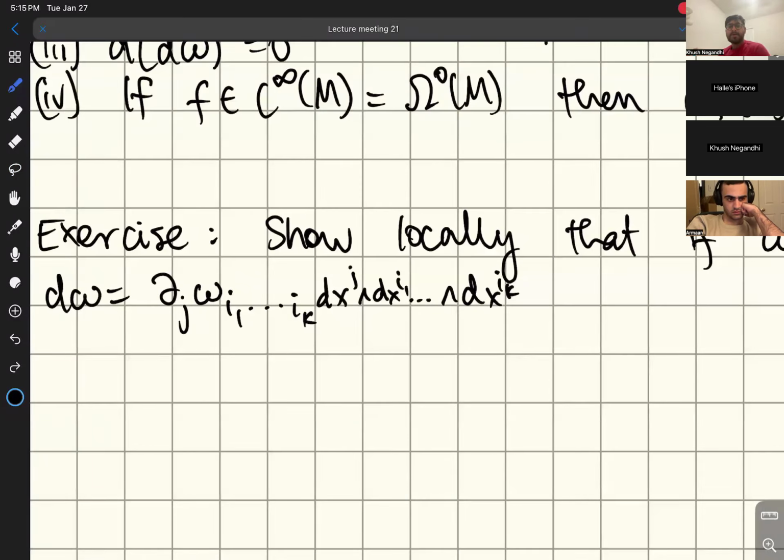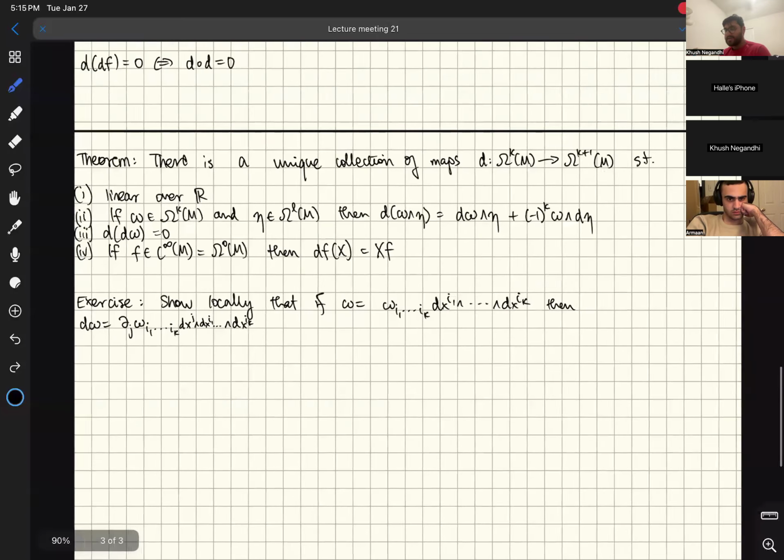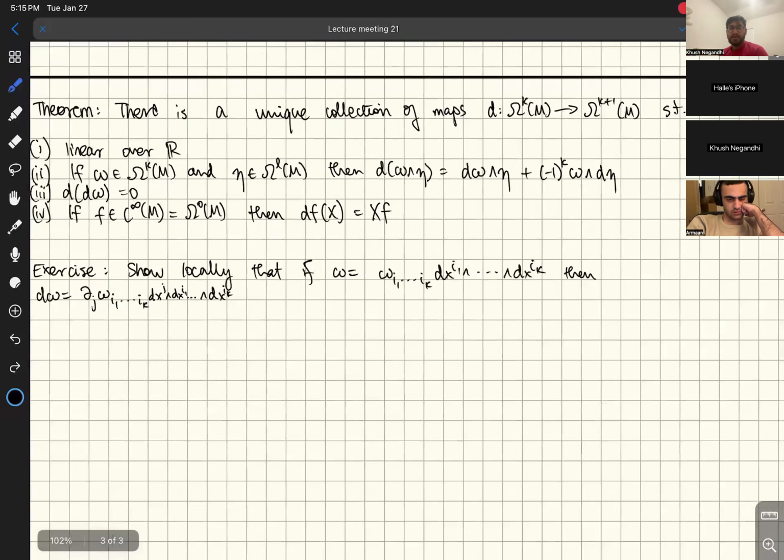Are there any questions about the exterior derivative? One thing that I've done is on problem sheet 5, I've added a couple of questions on computing the exterior derivative of things. So again, you can just get more comfortable computing things.